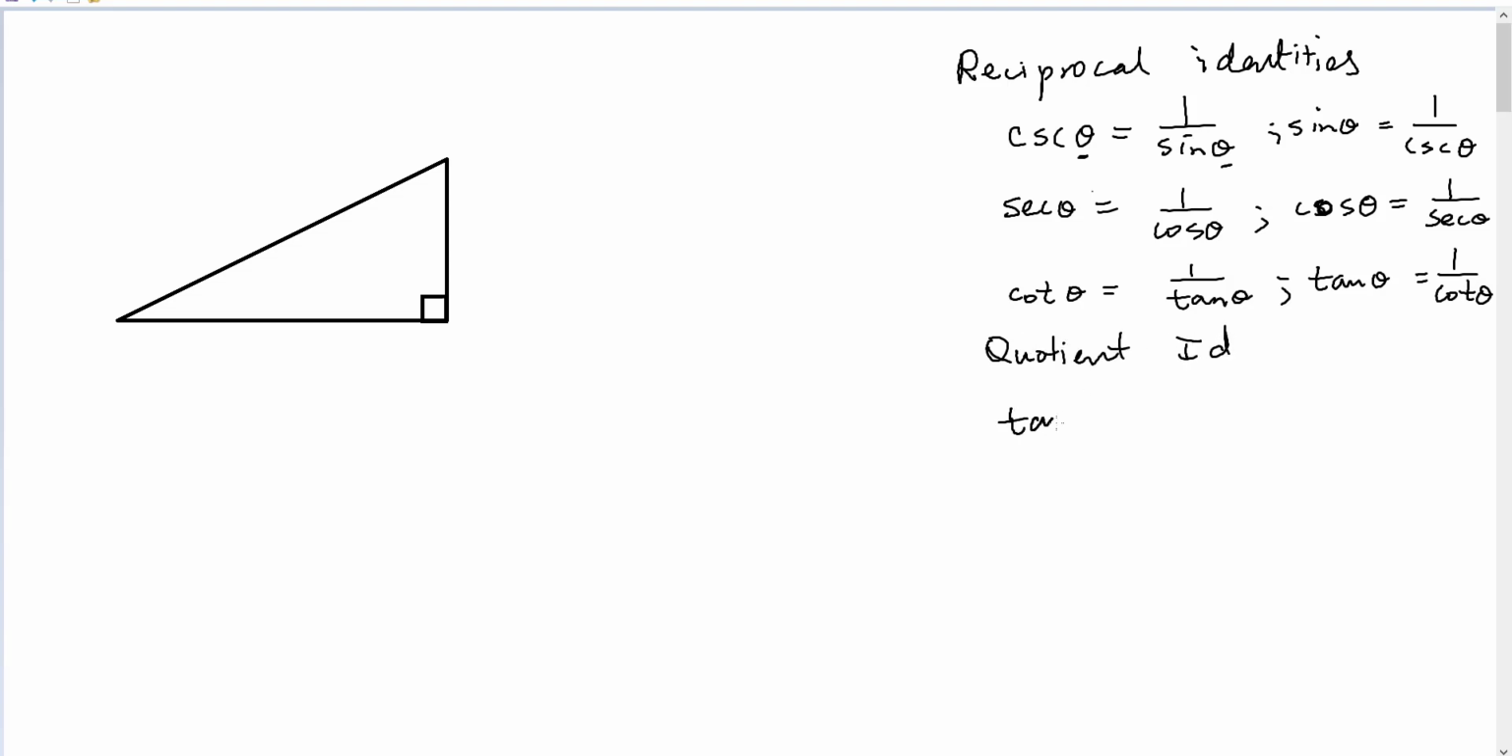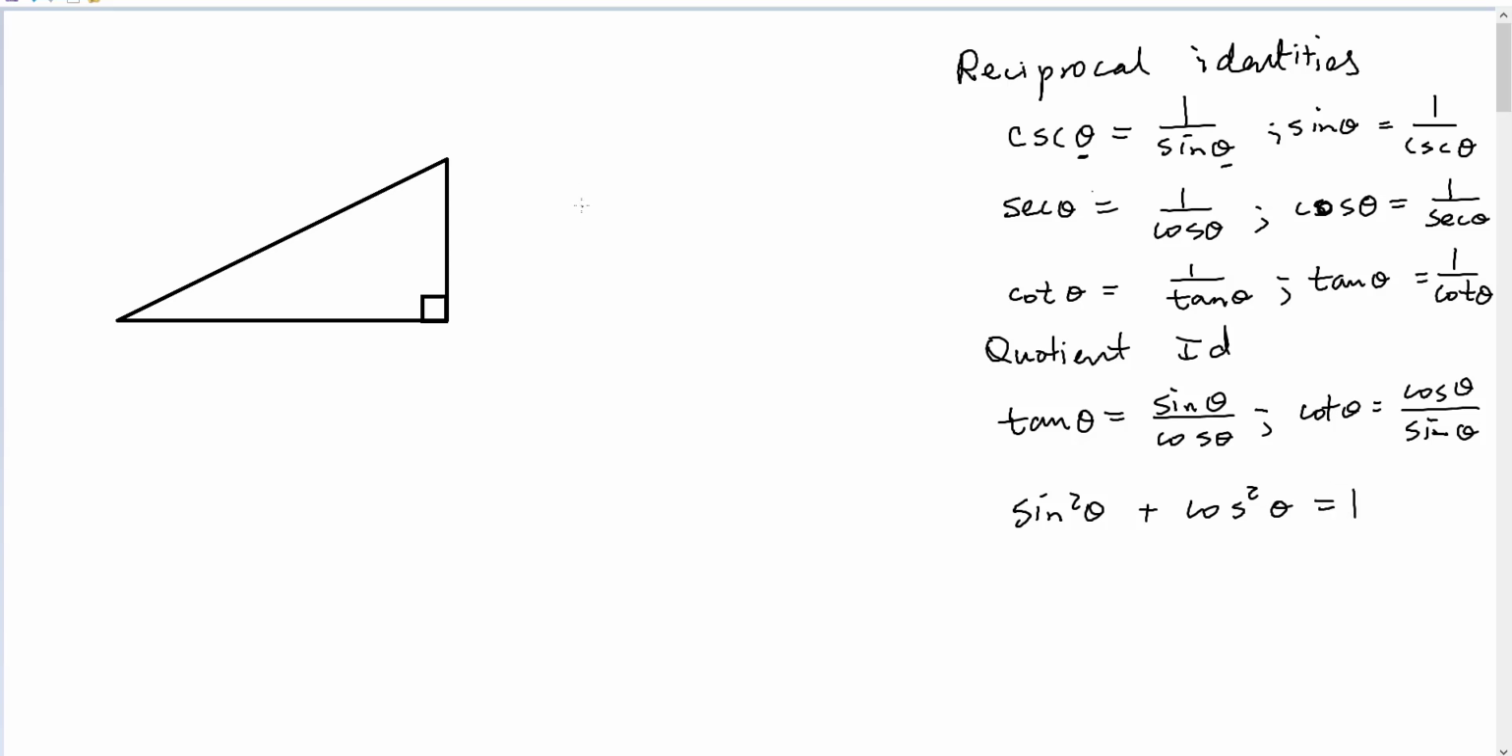So tangent theta equals sine theta over cosine theta. Cotangent theta is cosine theta over sine theta. I'm expecting you to know all this. Sine square theta plus cosine square theta equals 1.